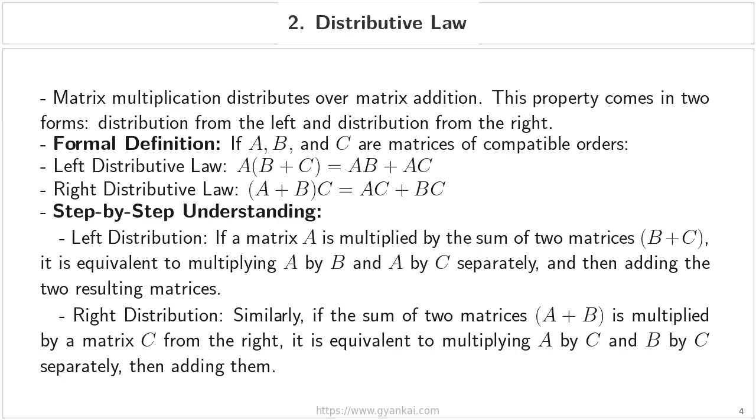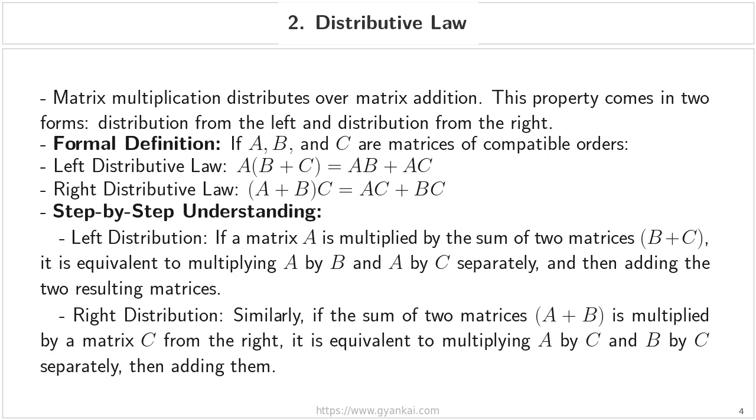To ensure you have a clear, step-by-step understanding, let us break these down. Regarding left distribution, if a matrix A is multiplied by the sum of two matrices, B and C, it is equivalent to multiplying A by B and A by C separately, and then adding those two resulting matrices together. Notice that matrix A remains on the left side in both terms.